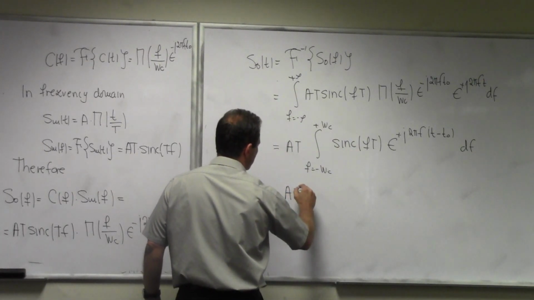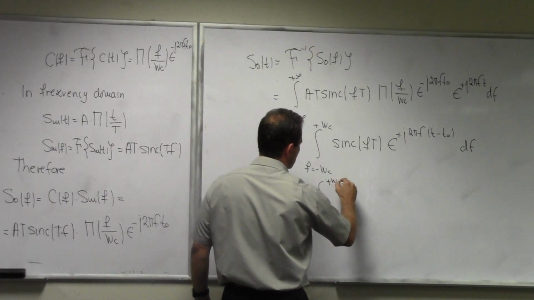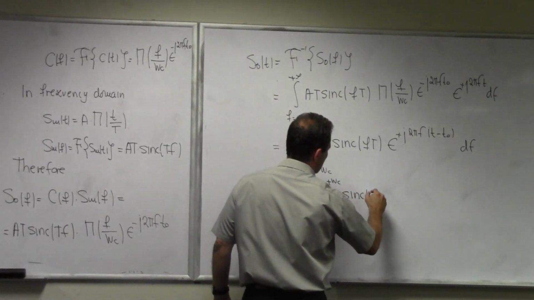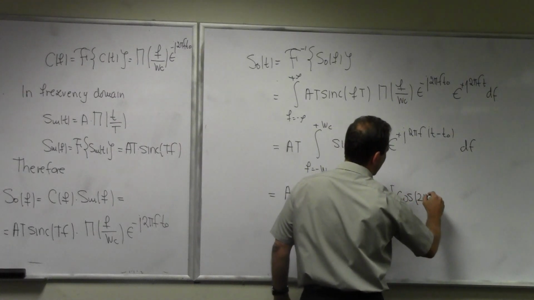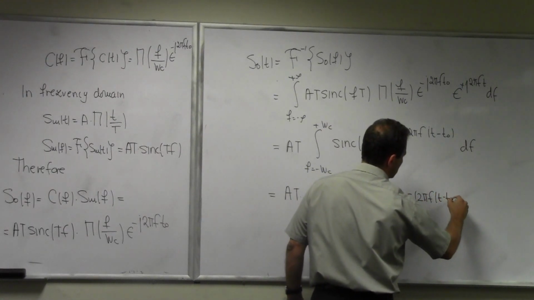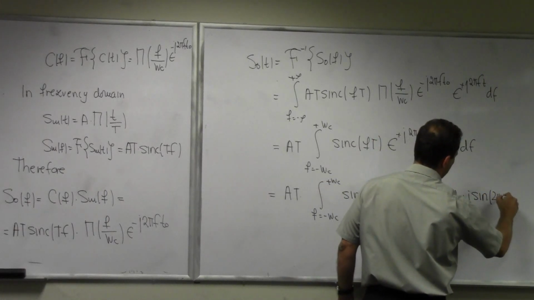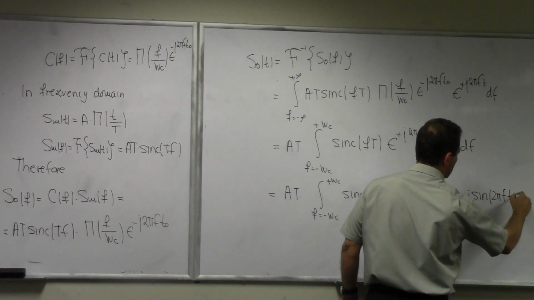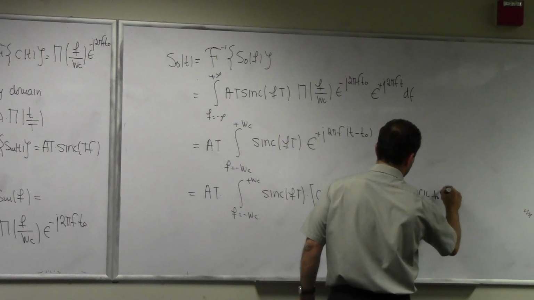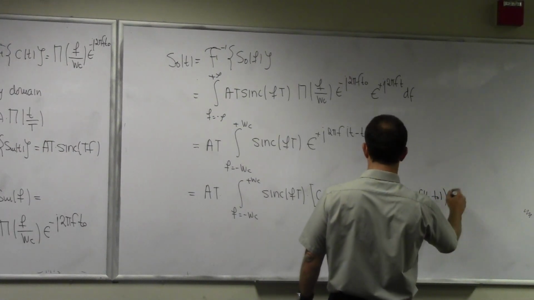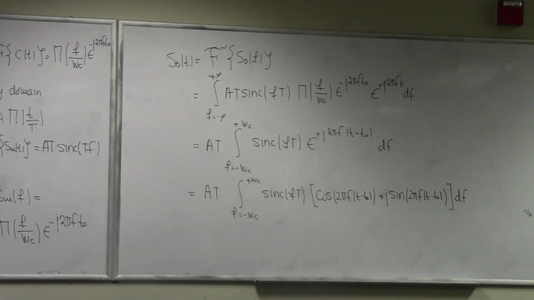So this is A T times the integral when f goes from minus Wc to plus Wc of sinc(f t) times cosine of 2 pi f (t minus t0) plus j sine of 2 pi f (t minus t0), and then df. That's what I need to evaluate.